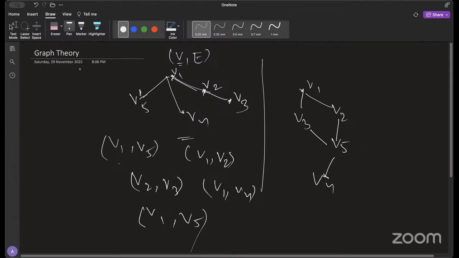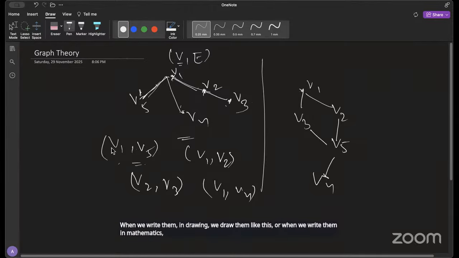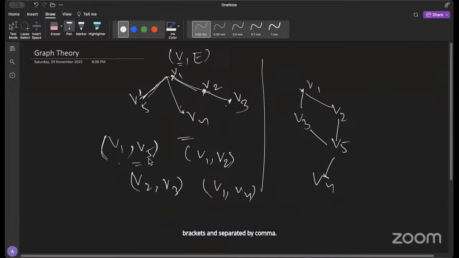Ma'am, V1 and V3. One is extra, right? Yeah, we've written one edge 2 times. This one's done. So we have 4 edges. These are called edges, and when we write them in drawing, we draw them like this, or when we write them in mathematics, they're written in this form: brackets and separated by comma. This is one edge. This is the second edge. This is third edge. This is fourth edge.